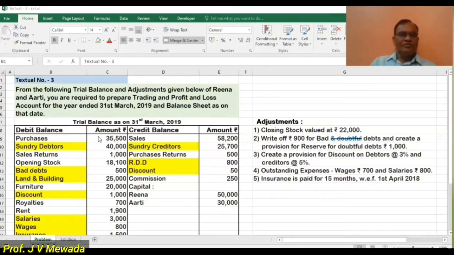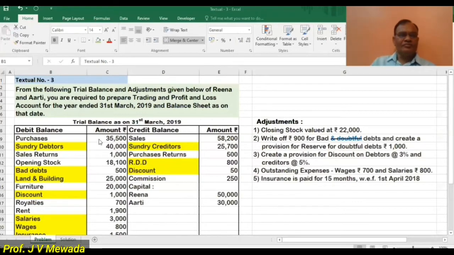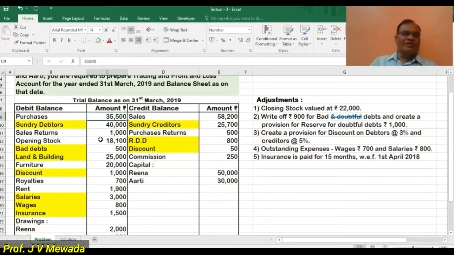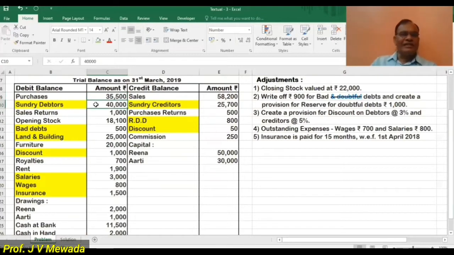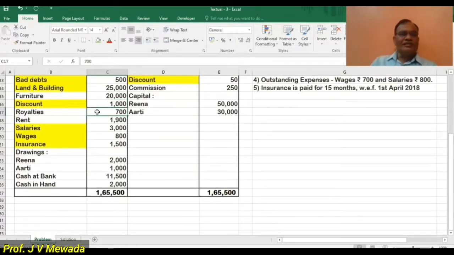We are having purchases. So purchases appearing on the debit side of trading account, debtors, asset side, sales return, less from the sales, opening stock, trading account debit side, bad debts, profit and loss debit side, land and building, asset side, furniture, asset side, discount, profit and loss debit, royalties, trading account debit, rent, profit and loss debit, salaries, profit and loss debit, wages, trading account debit, insurance, profit and loss debit, drawings of Reena and Aarti, capital account debit, cash at bank, assets and cash in hand asset.